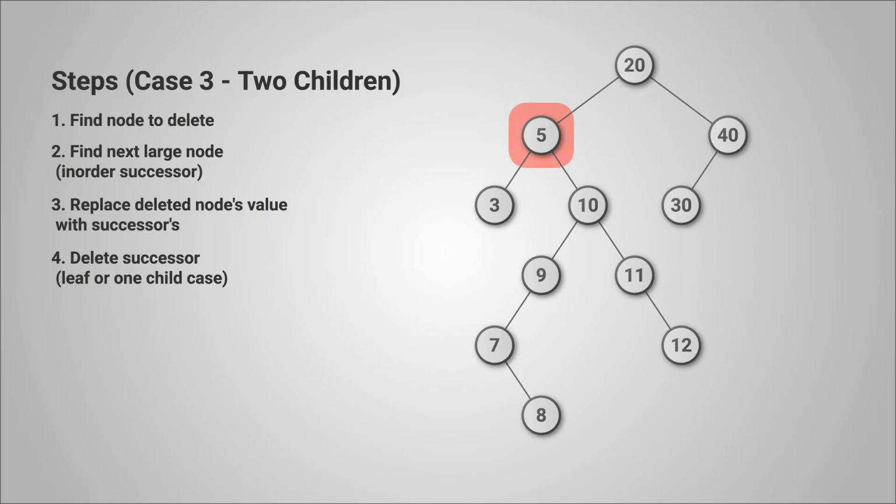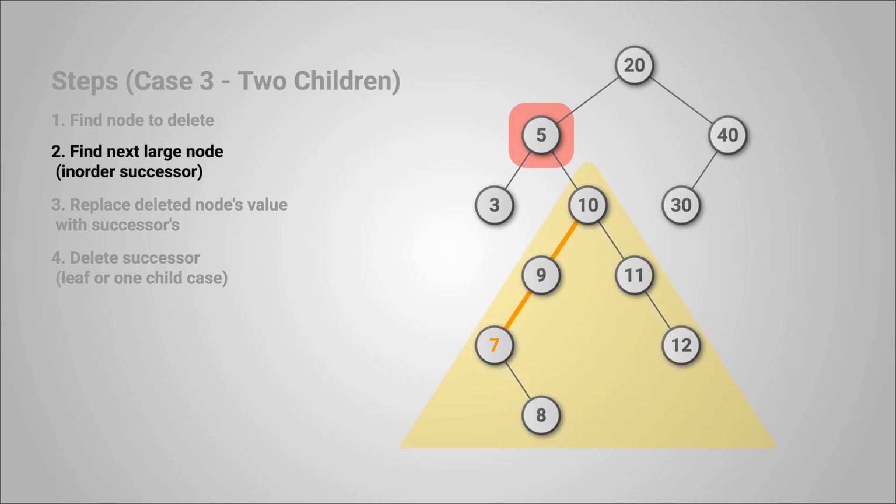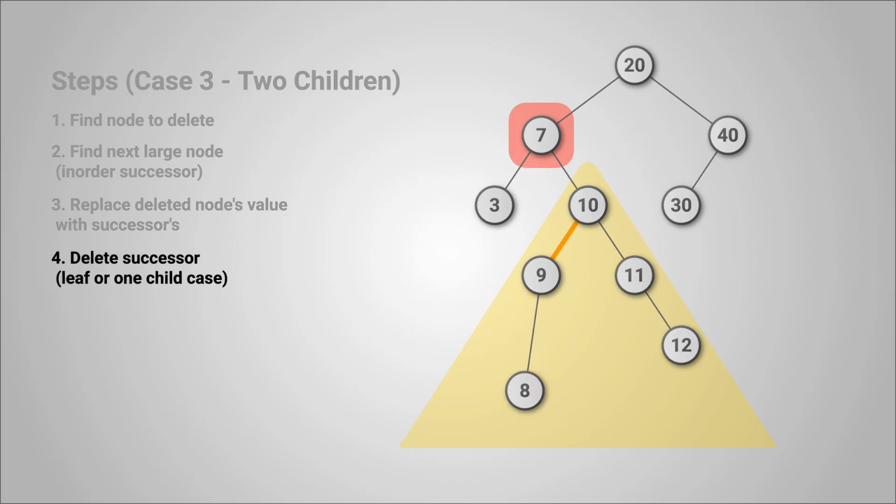Let's take node 5 as an example. We can't just promote one child because both children can possibly have two children, like node 10. If we promote node 10, then we don't have a place for node 3. One working approach is that instead of removing the node, we replace its value with the smallest element in the right subtree. Then delete that smallest node.